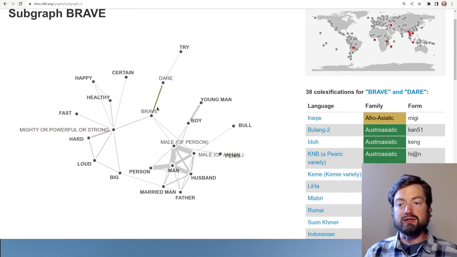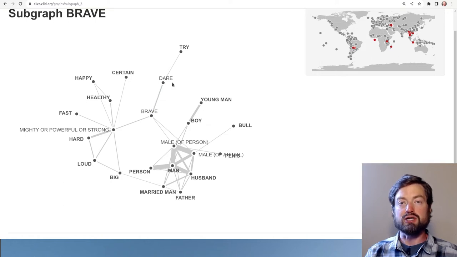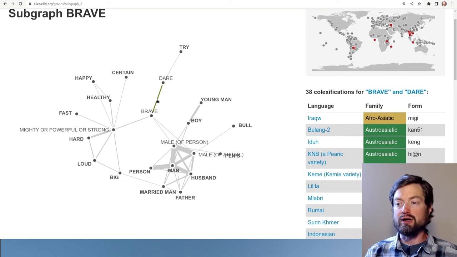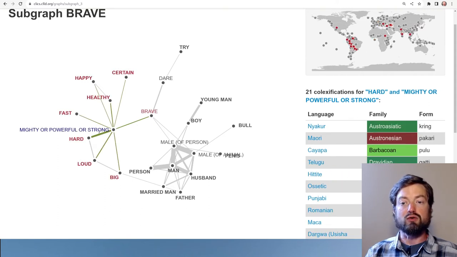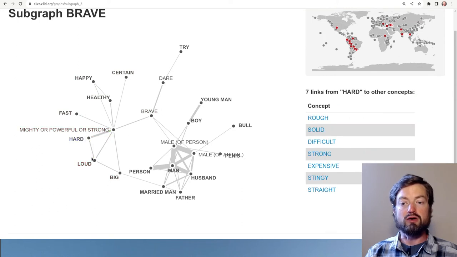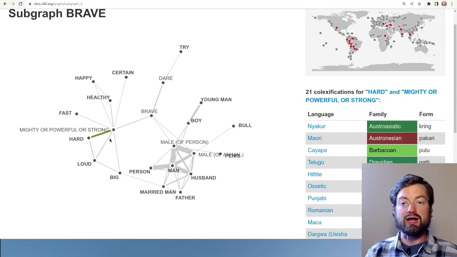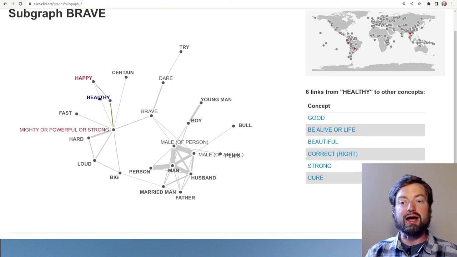Because there's a fairly thick line here, you see that there are several languages that have a single word for both of these concepts. Then over on the right, you see the list of all the languages where there's a single word for this concept. So you have brave and strong, which often share words, and then strong and hard, hard and loud, loud and big. You have strong and healthy, strong and fast, healthy and happy.